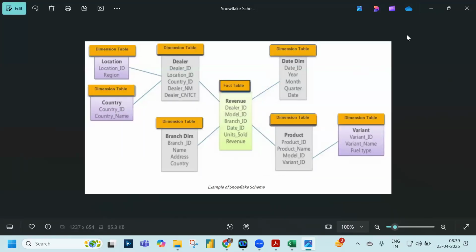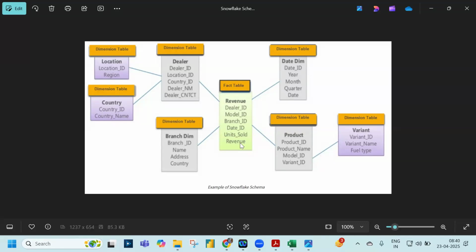Now, let me show you this. What is a snowflake schema? We also design a snowflake in our Power BI data modeling. To understand what a snowflake is, just take a look at this. You have a fact table surrounded by different dimension tables, and these dimension tables have sub-dimension tables. So tell me something. If I want to find the country-wise total revenue, or total revenue by country name, what do I need to do? What all tables are involved?